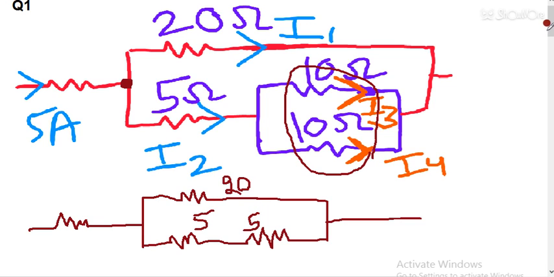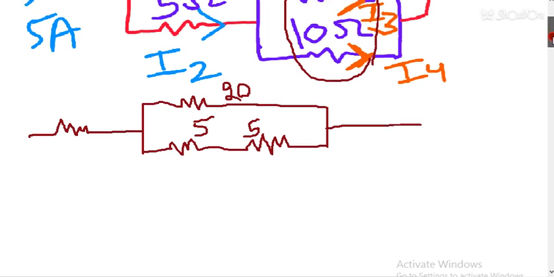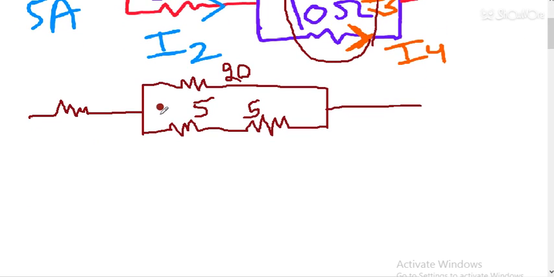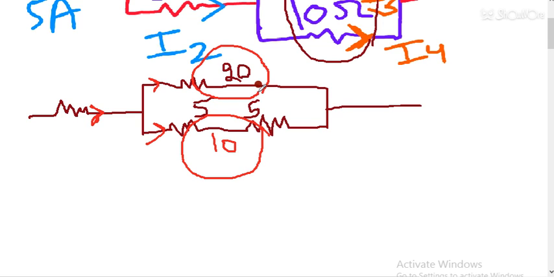Now students, how can I find the currents I1 and I2? Listen to me carefully so that you can get the concept. In this direction the current of 5 ampere is flowing. Now the current is divided. This 5 and 5 will also give me 10 ohm. So I can write here 10. Basically, the voltage drop across the 10 ohm and the voltage drop across the 20 ohm are equal, because in a parallel circuit the voltage is the same and the current is different.